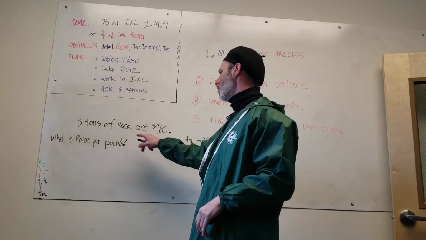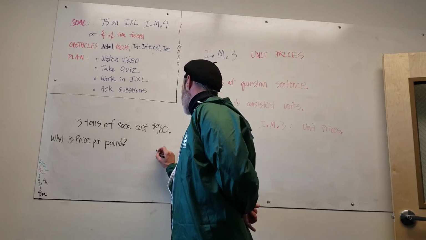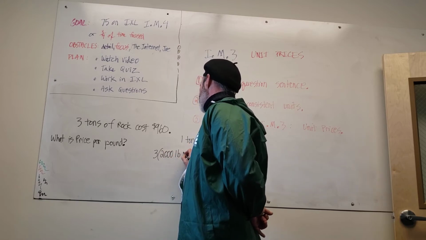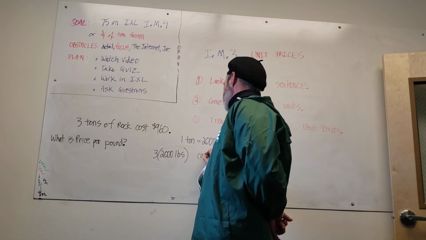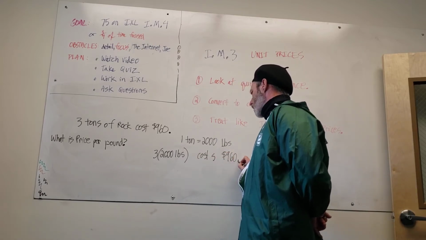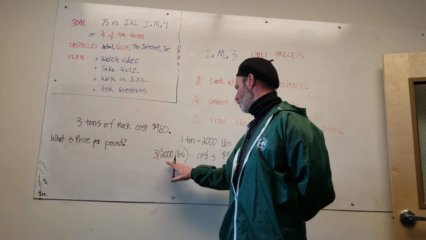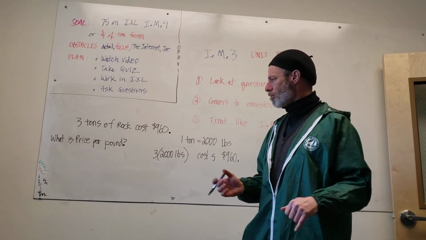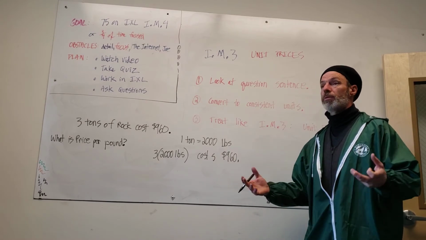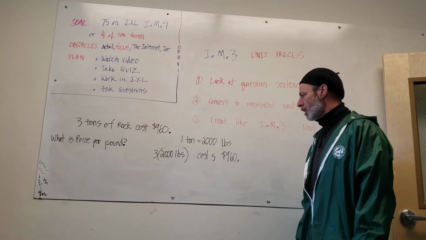So we've got 3 tons of rock. Each ton is 2,000 pounds. So I'm going to write it like this: 3 times 2,000 pounds costs $960. Okay? I've just replaced the word ton here with 2,000 pounds because that's what it means. Tons are used for measuring really heavy things, when you don't want to keep talking about thousands and thousands of pounds, you'll talk about a ton or a couple of tons, okay?